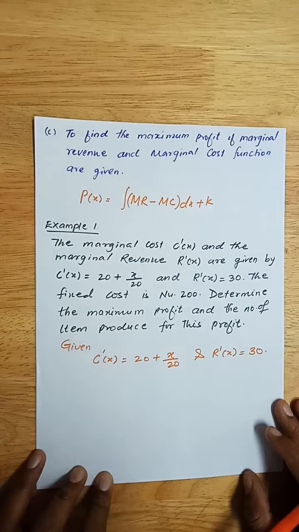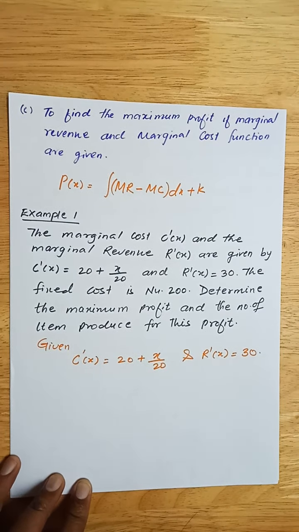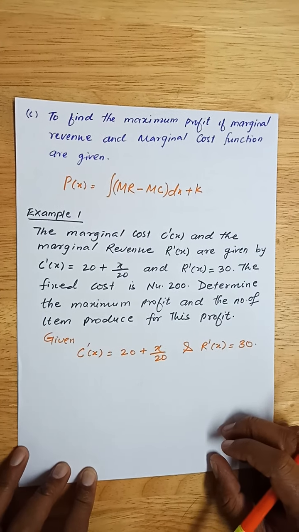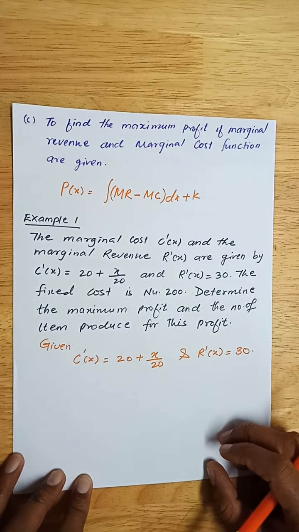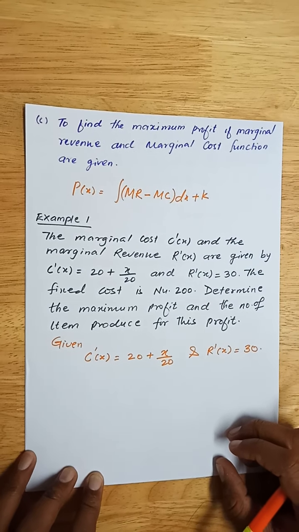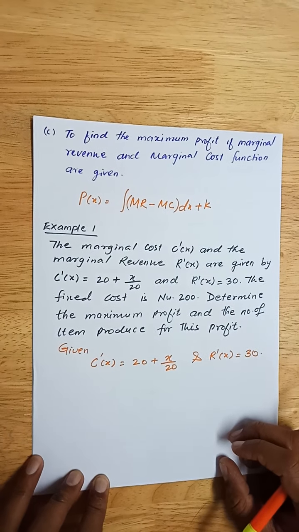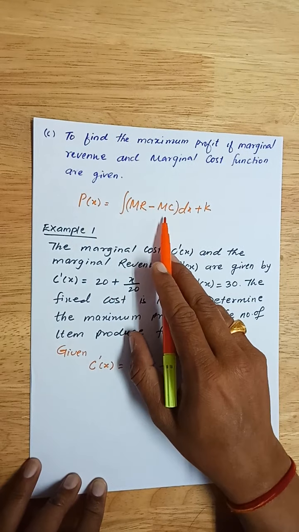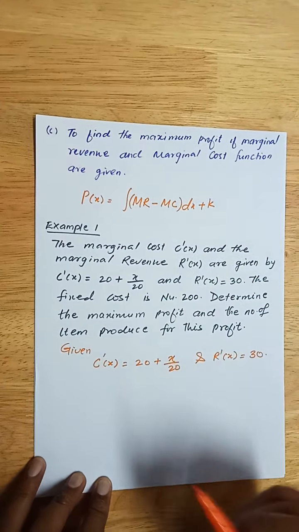In this lesson, I'll be covering the third and the fourth application of integration. So the third application is to find the maximum profit if marginal revenue and marginal cost functions are given. When MR and MC are given, you will be asked to find the profit function. So P of x is equal to MR minus MC. You integrate these values, plus K.